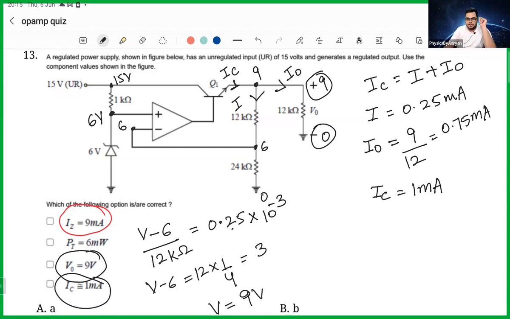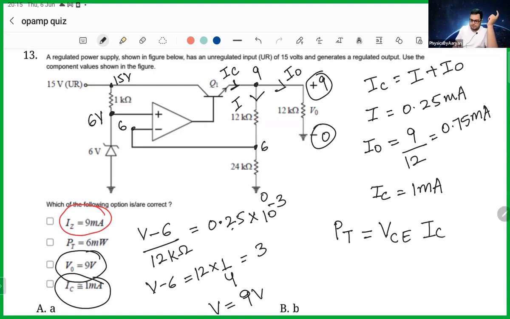Perfect. The last thing which is left to be done is, what is the power across the transistor? So the power across the transistor is given by the voltage across input and output times the current. What is input and output? Emitter means output. Collector and emitter are input and output.